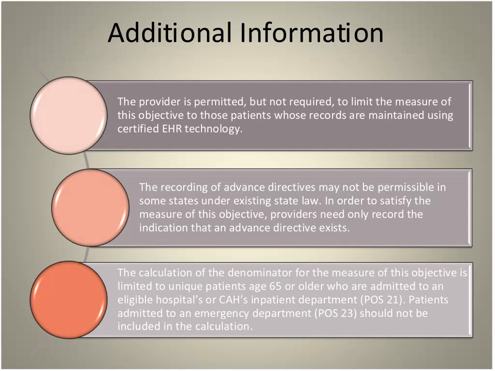Again, this is one where you can limit your denominator to those patients whose records are maintained using certified EHR technology. For this one, the recording of advanced directives may not be permissible in some states under existing state law. In order to satisfy the measure of this objective, providers need only record the indication that an advanced directive exists. That's really all you need to do. The actual capture of the advanced directive into the EHR is not required.